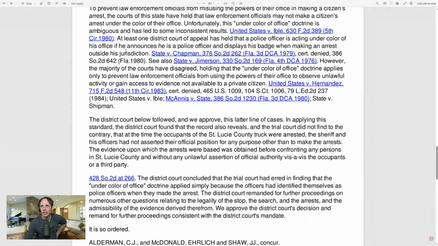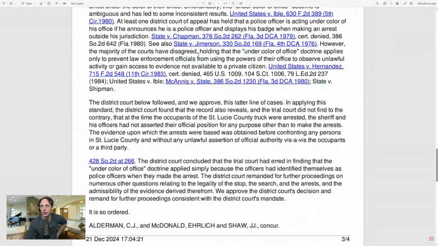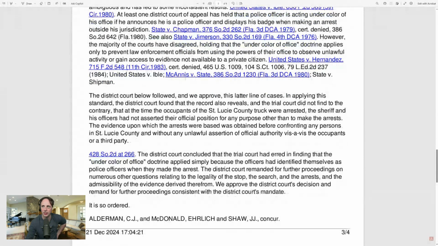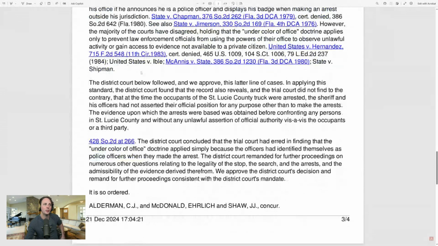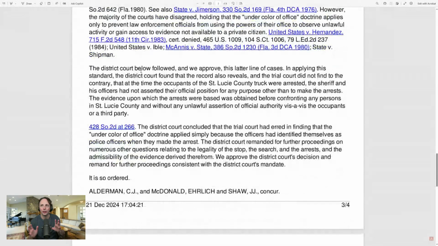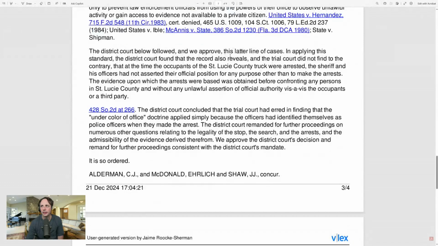However, the majority of courts have disagreed, holding that the under color of office doctrine applies only to prevent law enforcement officials from using the powers of their office to observe unlawful activity or gain access to evidence not available to a private citizen. So again, police officers here using that authority to try to get investigative information that they would not otherwise be able to. The district court below followed, and we approve this latter line of cases.